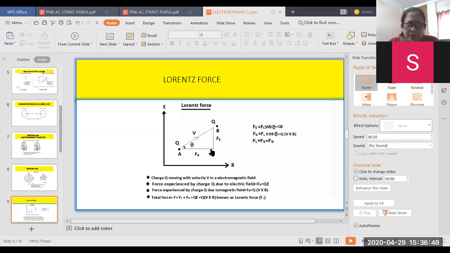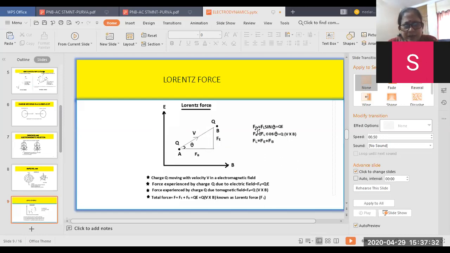Now you can draw perpendiculars from A and B. They will intersect, then they will form a triangle. This perpendicular or this length projection, I will call it FE. Okay, and this projection I will call FB. Why will I call it FB? You drag this one down, where it touches the B axis. So from this end to this end, it talks about the magnetic force experienced by the charge. Similarly, if you drag like this, from this point to this point, you will get a segment here. The segment length I have taken as FE.